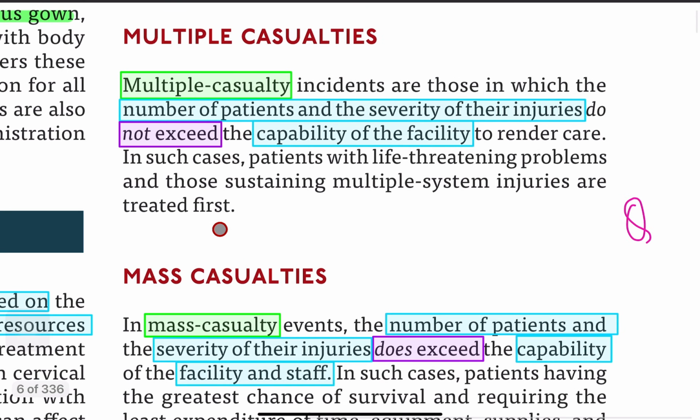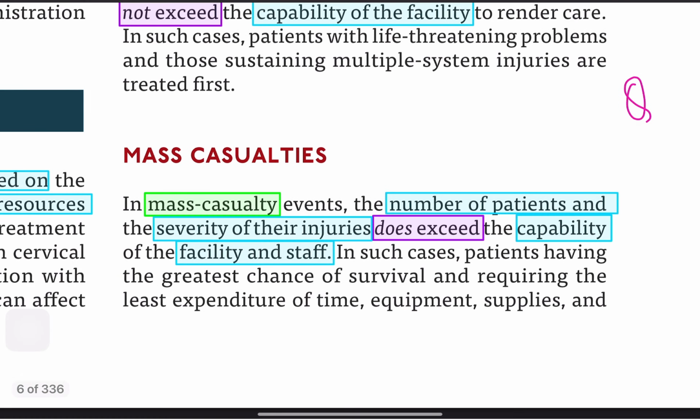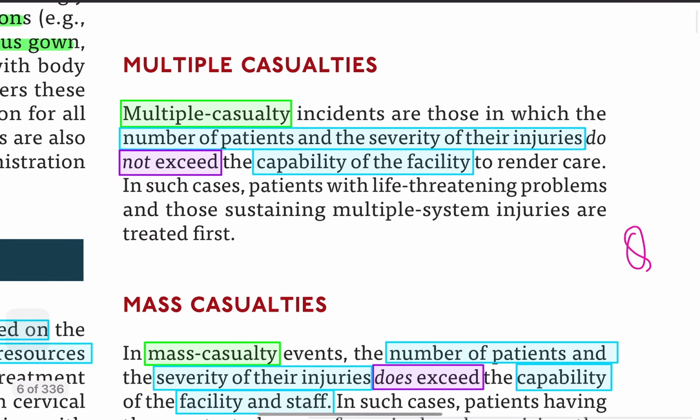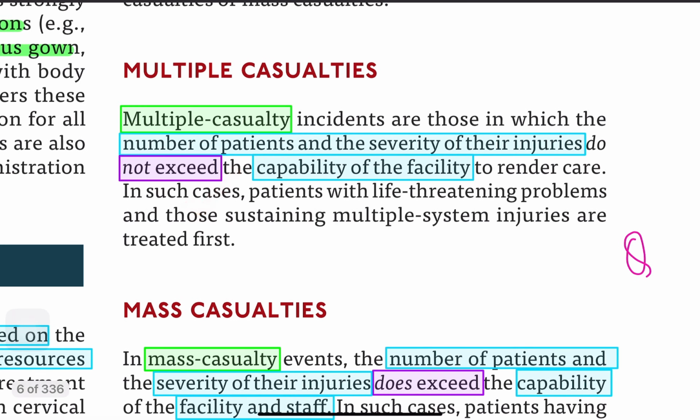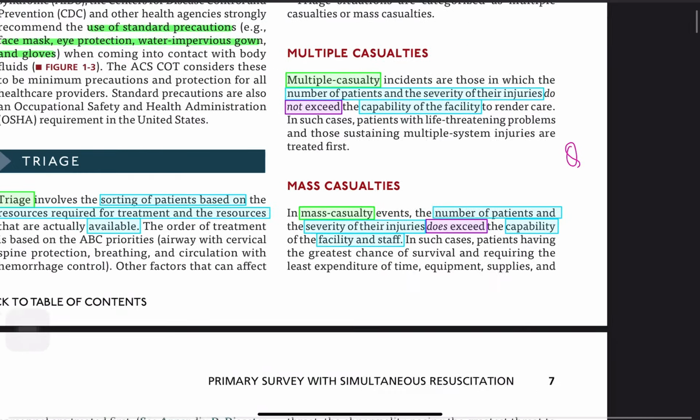There are two terms which are asked: what is multiple casualty and what is mass casualty. In multiple casualty, the number of patients and the severity of injury do not exceed the capability of the facility. In mass casualty, the number of patients and severity of injury do exceed the capability of the hospital staff.